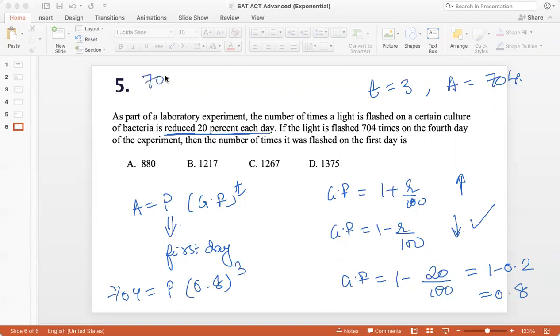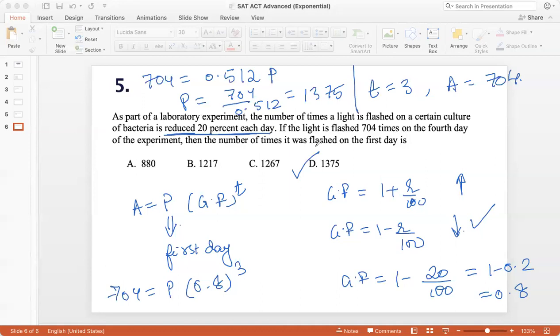So 704 = 0.512P. So P is 704 divided by 0.512, and that's 1375. Right? So the number of times it was flashed on the first day was 1375, and then it kept declining.